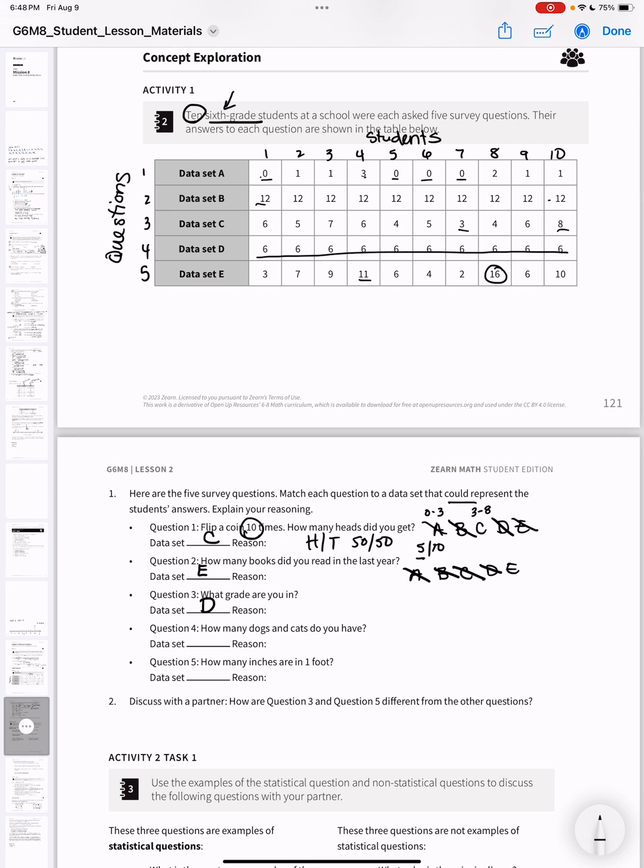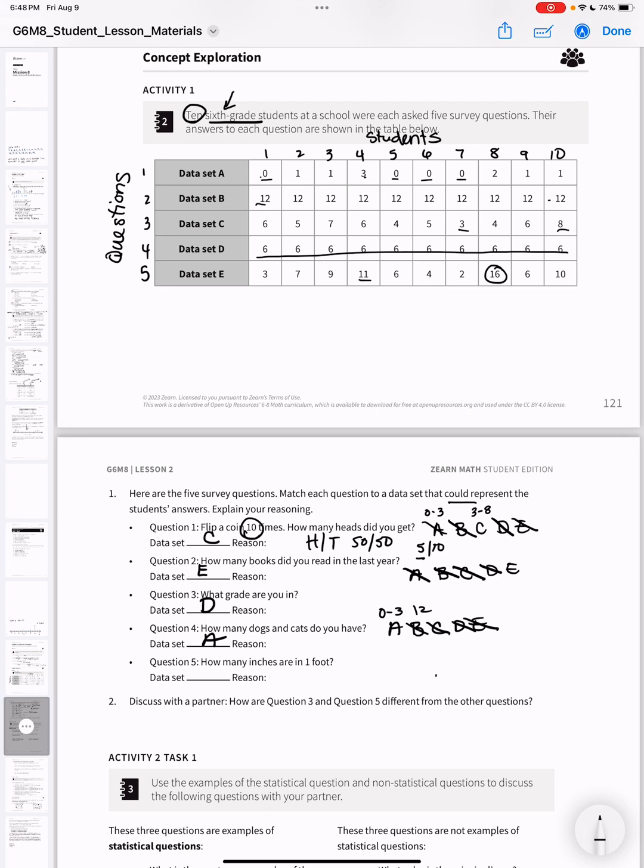Question 4, how many dogs and cats do you have? Ooh, okay, so we have A, B, C, D, and E. We have used C, D, and E. So we have A, and that has 0 to 3, or B, which is only 12. Do you think every student would have the exact same number of dogs and cats and that they would all be 12? I don't think so. So data set A for question 4.